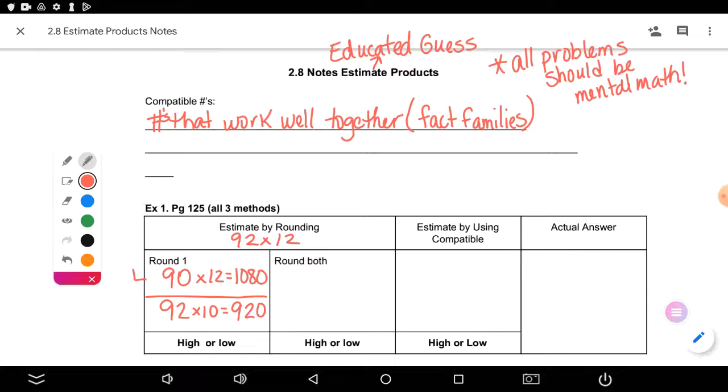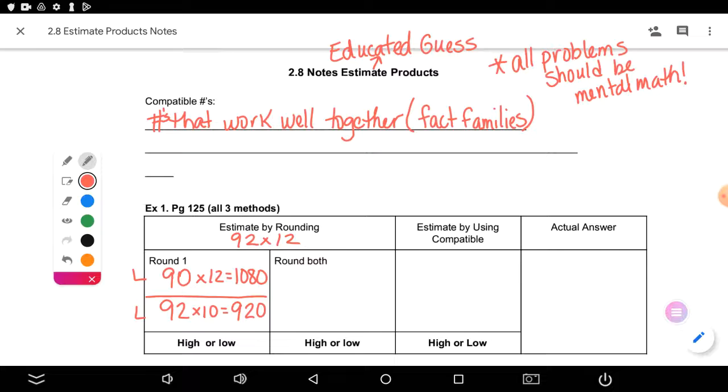Let's look at the second one. What did we change on the second one? Waylon? The 12 to a 10. So did we make the number go up or did we make the number go down? We made it go down, so that also would be a low estimate.